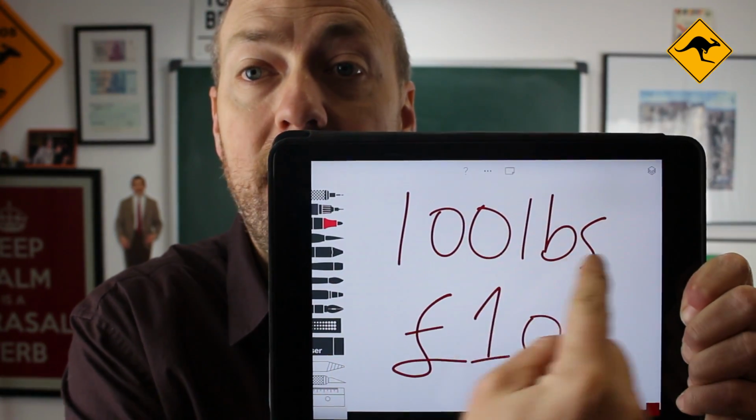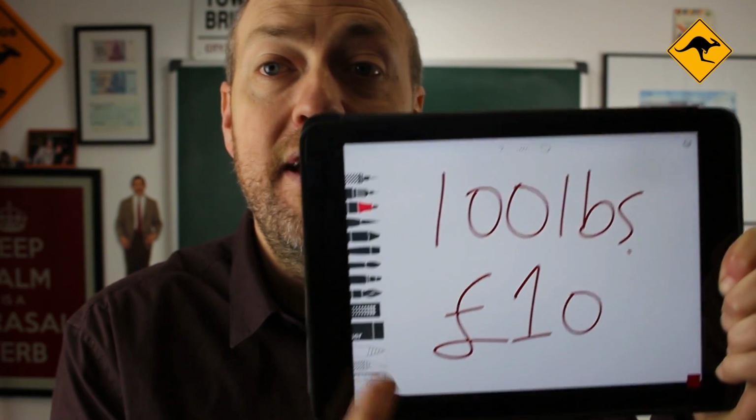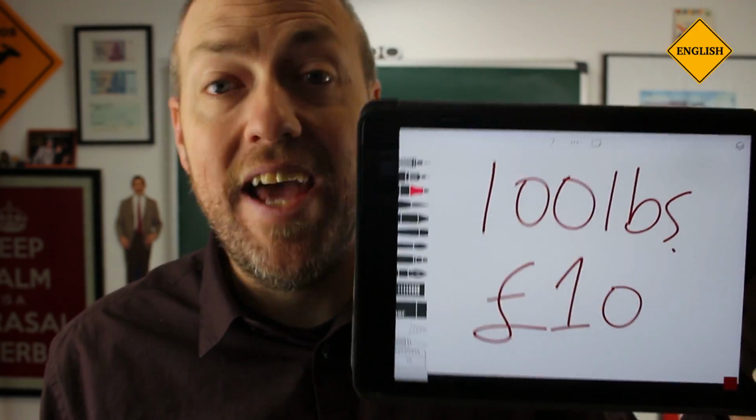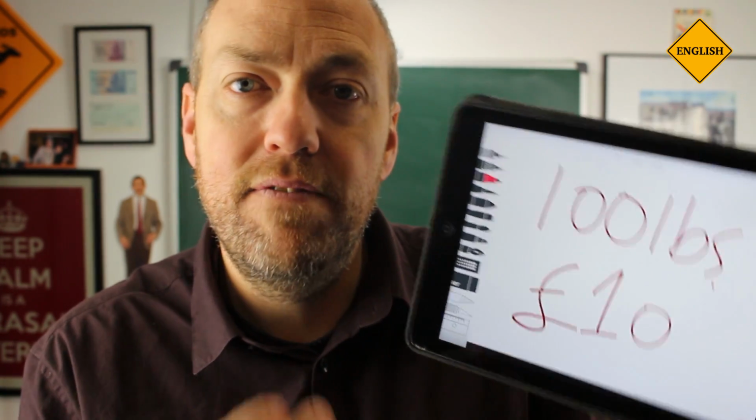Now, for some reason, the English decided to drop the libras when they were speaking, but to keep the L when they were writing. So you can see here, 100 pounds of weight, 100 lbs, and also the money, 10 pounds. But look, it's an L for Libras.